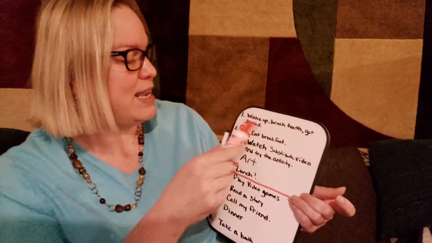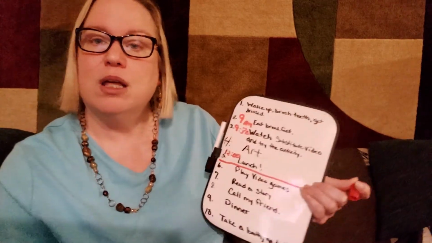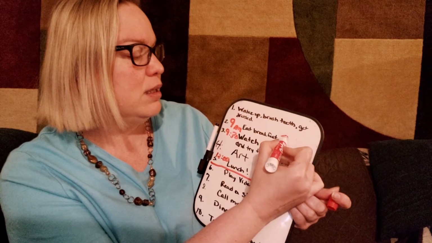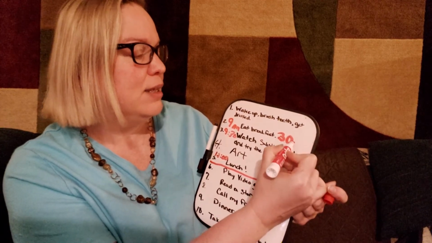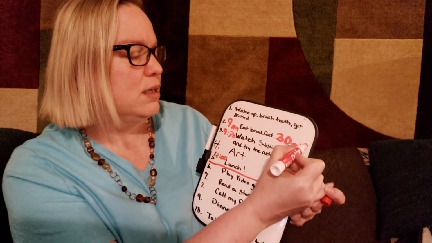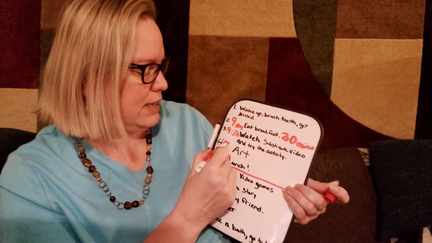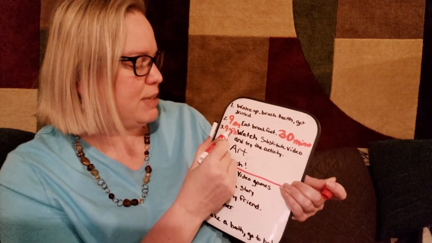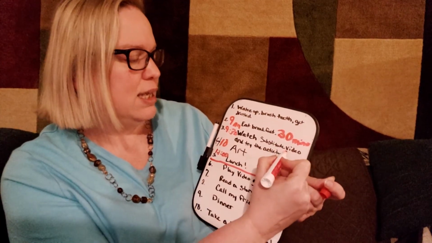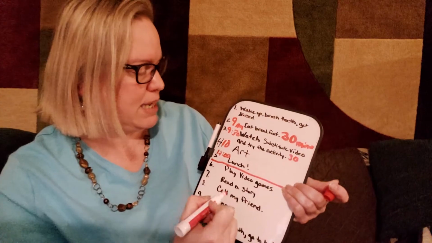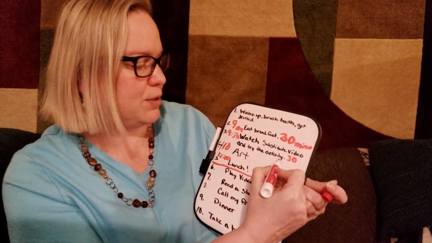And maybe after you figure it out, you can always say out to the side how many minutes it actually took you. So I said at 9 a.m. I eat breakfast. At 9:30, I watched the substitute video. That means it took me 30 minutes. If I start art at 10, that means from 9:30 to 10, and then I did this for 30 minutes, right? Here's the word minutes.